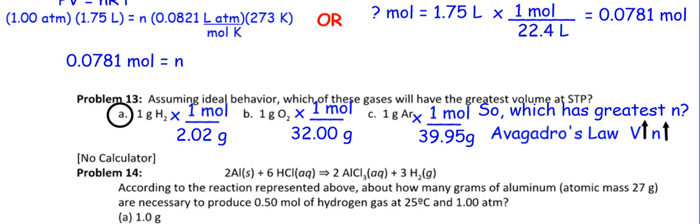According to the reaction represented above, how many grams, periodic table, are necessary to produce 0.50 moles of hydrogen gas at 25 and at 1 atmosphere? So there's an equation. I want to go from hydrogen and talk about aluminum. What do you think I have to set up? Hey folks, it begins with a B and ends with a CA. You need to set up a BCA table and see how that works.